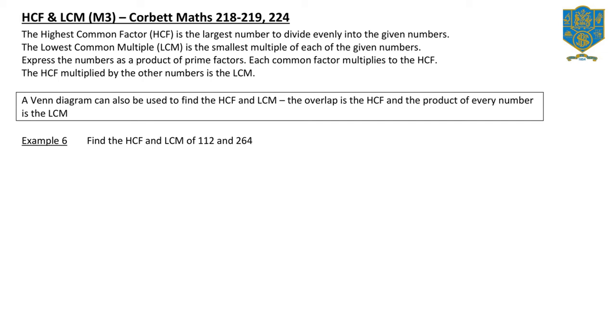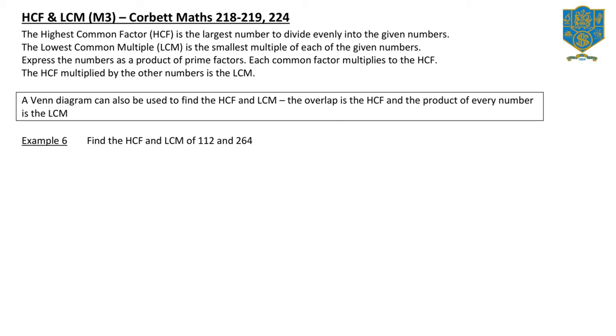So our method of doing this is expressing it as a product of prime factors, and then we look for the common factors, and those will be the HCF. And then if you multiply the HCF by all the other numbers, that will give us the LCM. Now there is a method to use Venn diagrams, and we'll show both of these in this example.